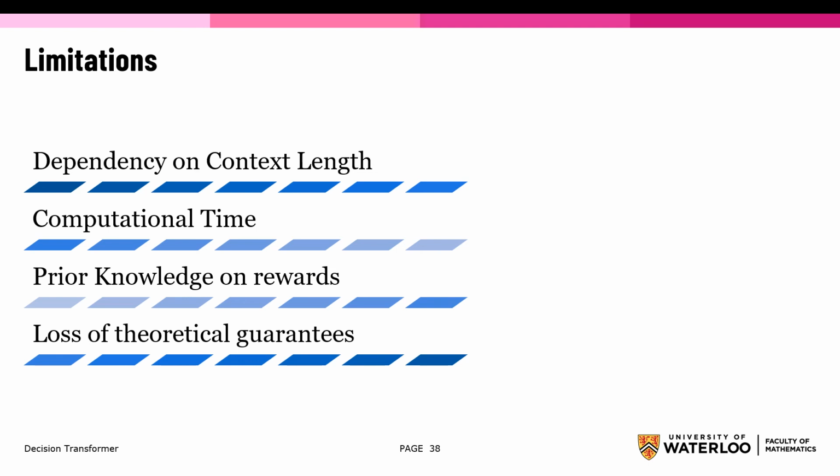Lastly, we said previously that this method no longer uses any of the traditional RL concepts such as Bellman backups, temporal difference, even discounting. This leads to the loss of theoretical guarantees, such as convergence guarantees, for example, that were associated with those concepts previously.